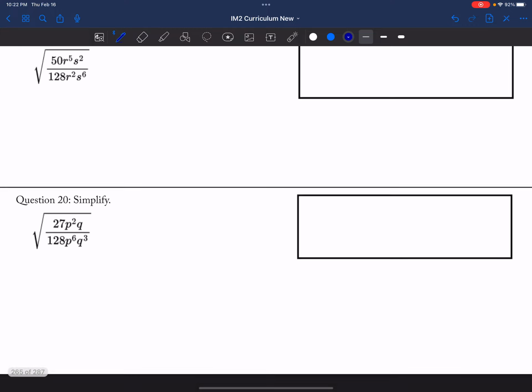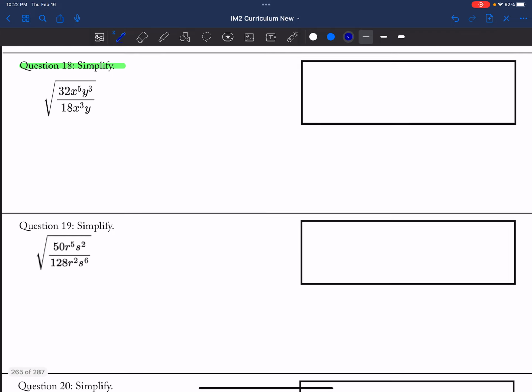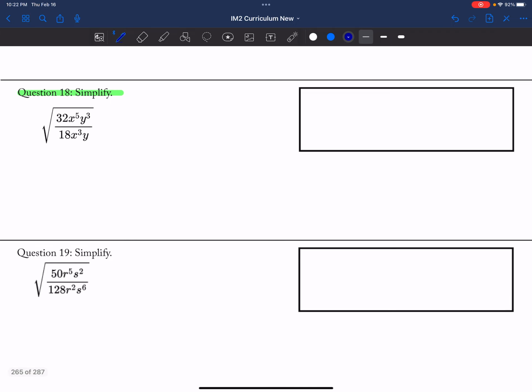Not 16. 18, I think, is the last one. So, yes. Okay, so 18. I'm going to reduce, so that gives me 16. That gives me 9. So this is the square root of 16, square root of x squared. That's 2. That's 4. Oh, I should simplify this first. Scratch that. Let us simplify.